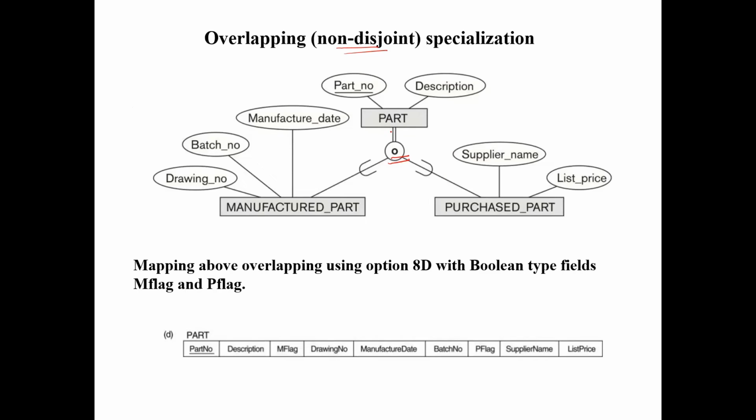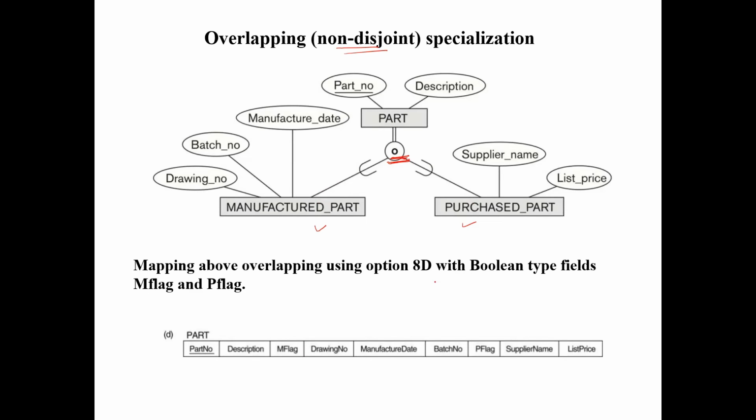Overlapping means a part can be a manufacture part or a purchase part or can be both. So if some parts of the company or organization are manufactured as well as purchased, then we can say it is overlapping. For example, if a student is an alumnus as well as a teaching assistant in the university, then we can say he belongs to both classes. So that's why we have to consider overlapping as one of the specializations. In such cases, we can go for option 8D.